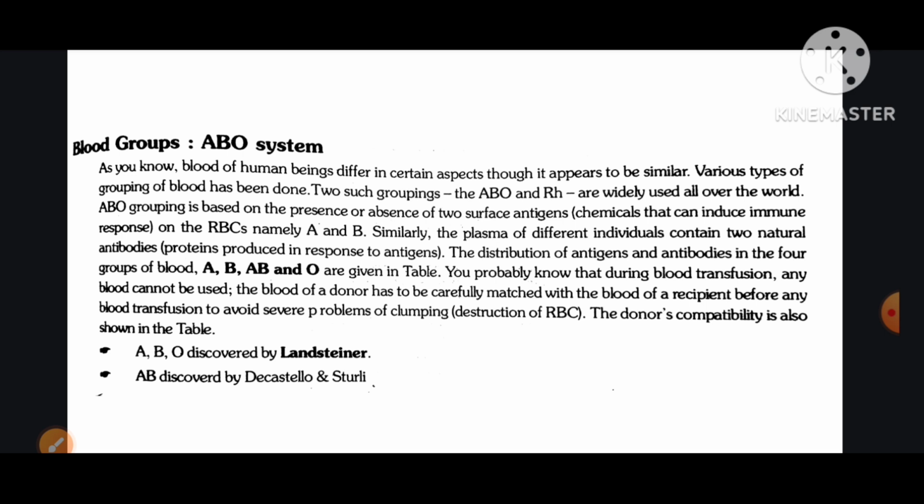You probably know that during blood transfusion any blood cannot be used. The blood of a donor has to be carefully matched with the blood of a recipient before any blood transfusion, to avoid severe problems of clumping and destruction of RBC. The donor's compatibility is also shown in the table. ABO was discovered by Landsteiner, AB was discovered by De Castello and Sturli.